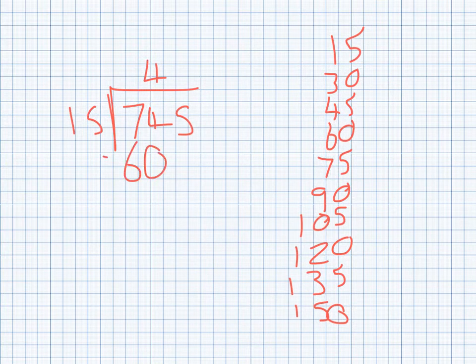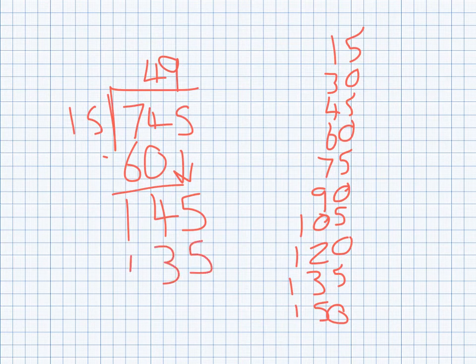I've done my multiplying. Do some subtraction. 4 take away 0 is going to leave me with 4. 7 take away 6 is going to leave me with 1. I need to bring down my next number. So how many times can 15 go into 145? 1, 2, 3, 4, 5, 6, 7, 8, 9 times. So write 9 on the top of the bus stop. 9 times 15 gave me 135. Do some subtraction. 5 take away 5 leaves me with 0. 4 take away 3 leaves me with 1. 1 take away 1 leaves me with nothing.